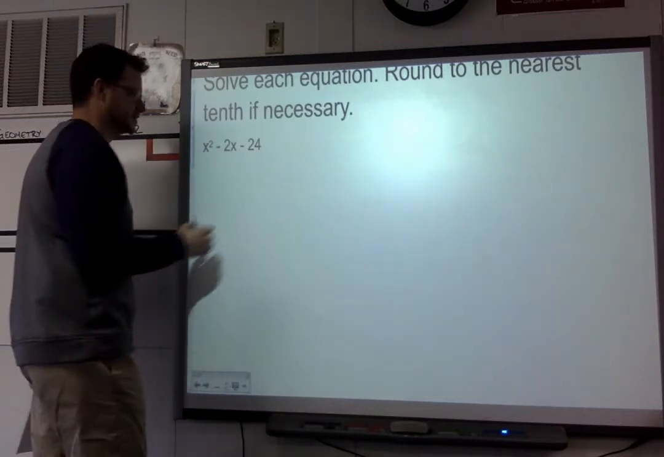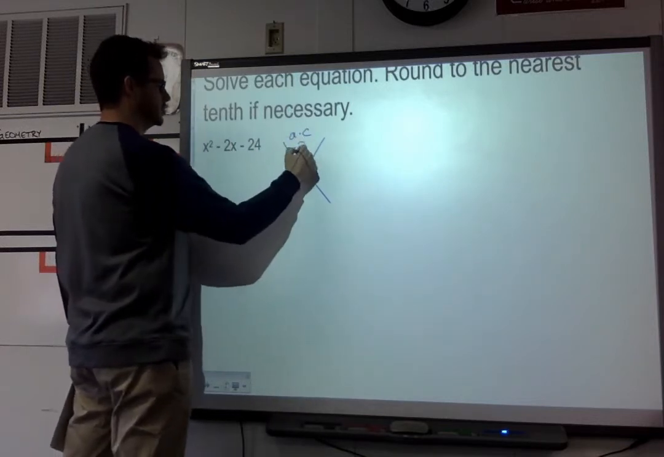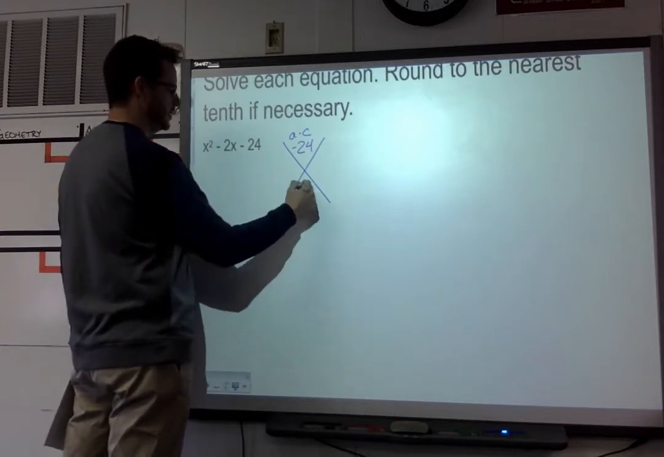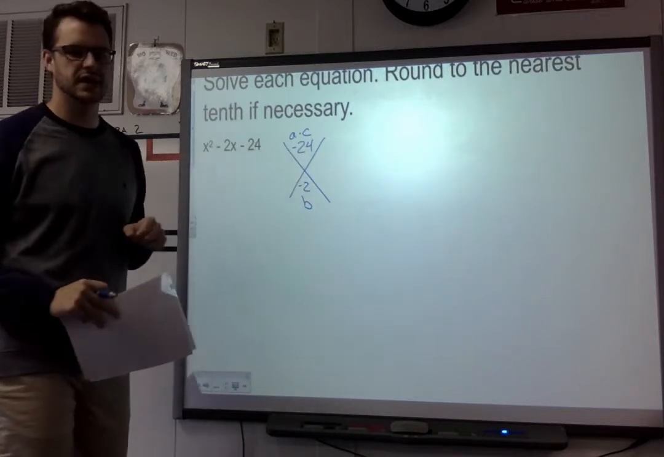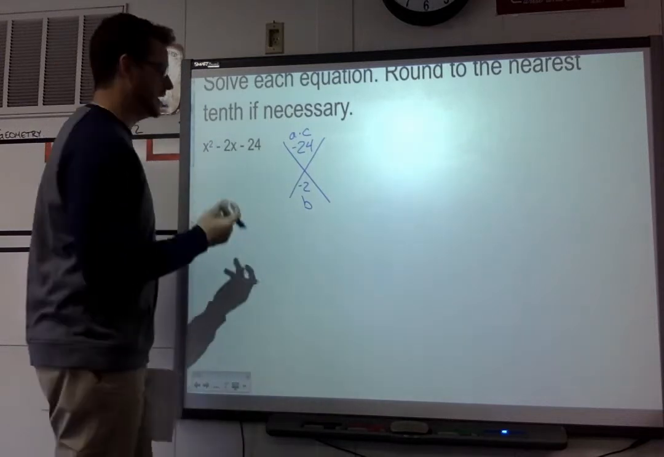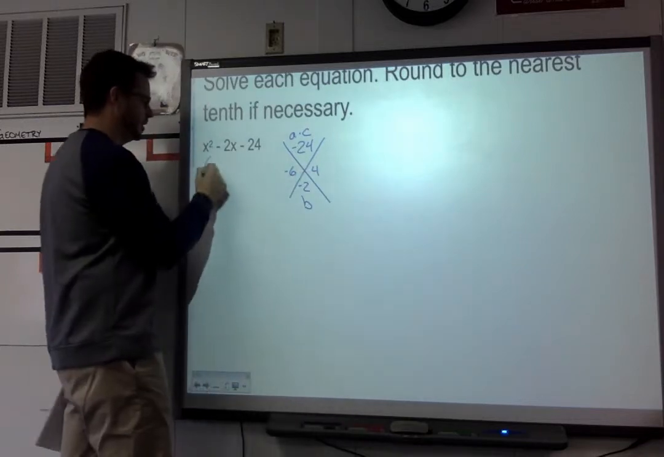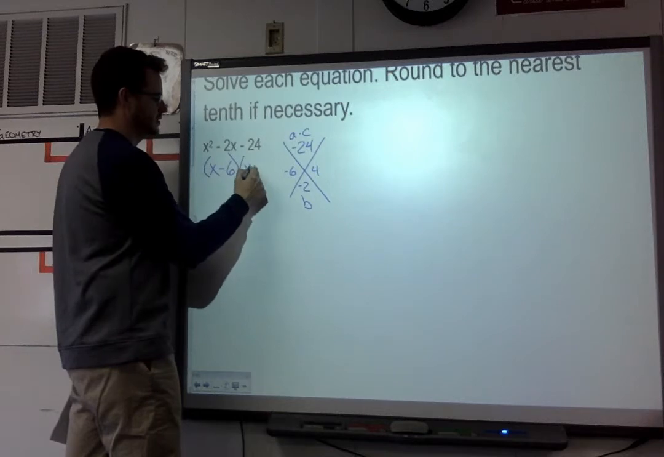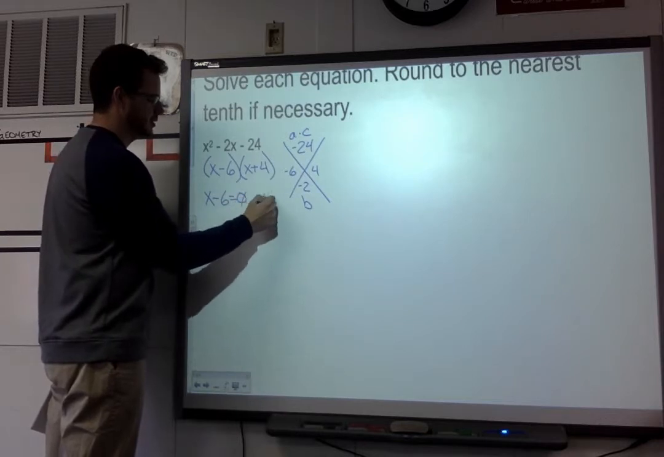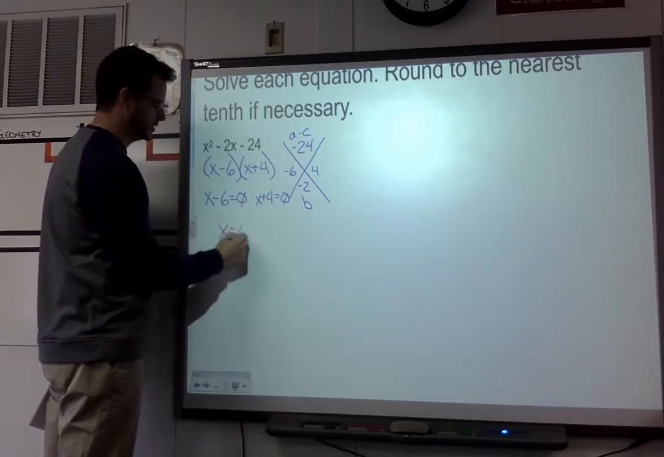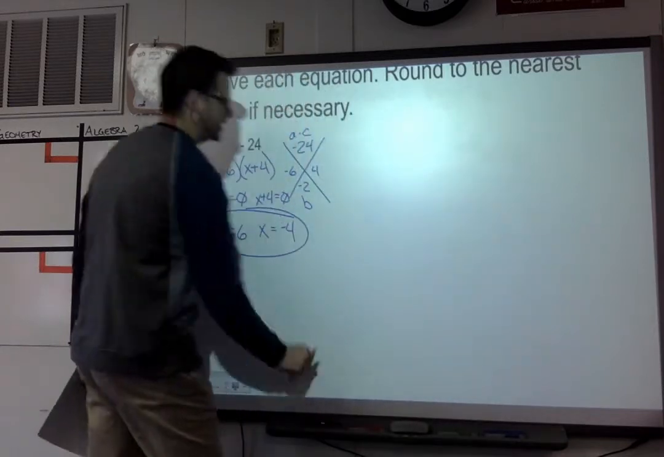So if I want to factor this to start with, I'm going to start with a times c in the top, which would be negative 24, b on the bottom, which would be negative 2. So I need two numbers that multiply to negative 24 and add to negative 2. It's going to be a positive and a negative. The negative number will be larger since they add to a negative. I'm going to use negative 6 and 4 here. So this will be x minus 6 times x plus 4. Set those both equal to 0, and I end up with x equals 6 and x equals negative 4. So that's solving by factoring.